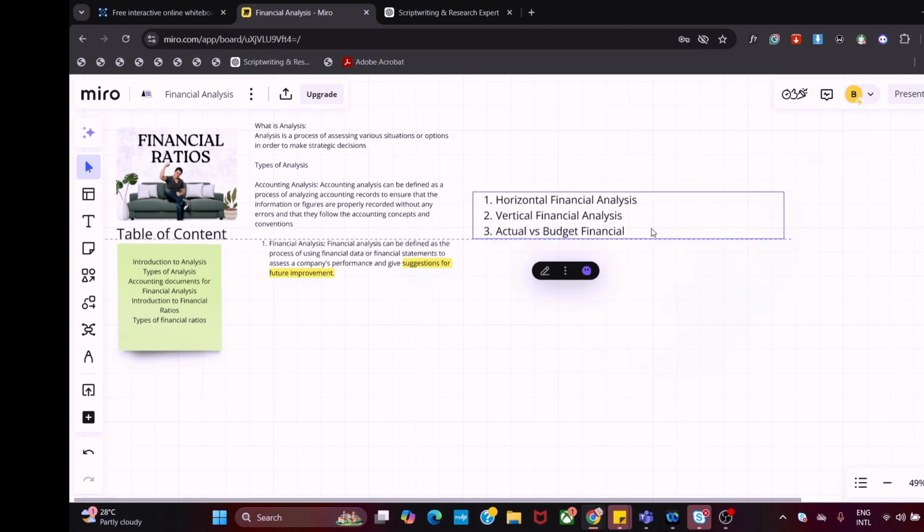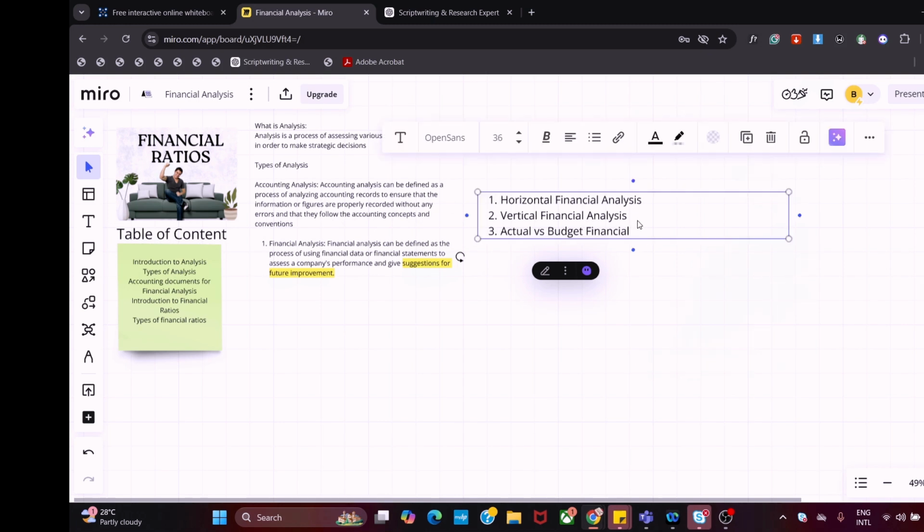So we are going to be looking at these three types of analysis, and we are going to be explaining them adequately. Now, what is horizontal analysis? What you need to know is that horizontal analysis can also be called trend analysis or time series analysis. So why is it called trend or time series analysis? It is because when you're performing a horizontal financial analysis, you're trying to compare the financial statements of a company over a long period of time. It could be annually or quarterly.